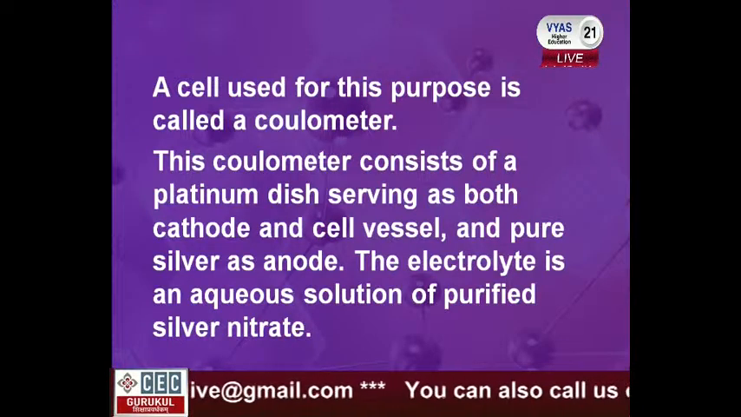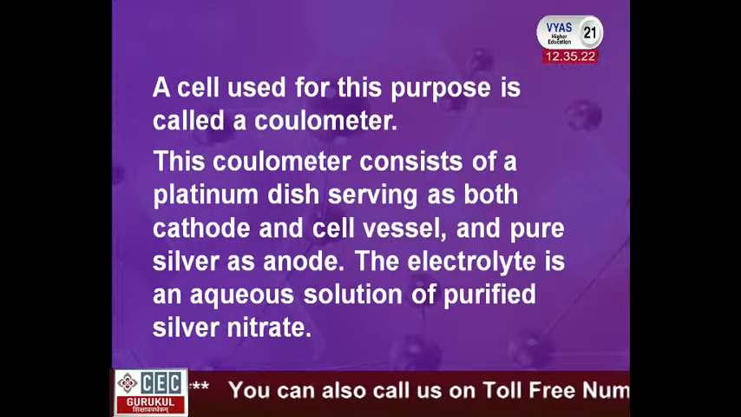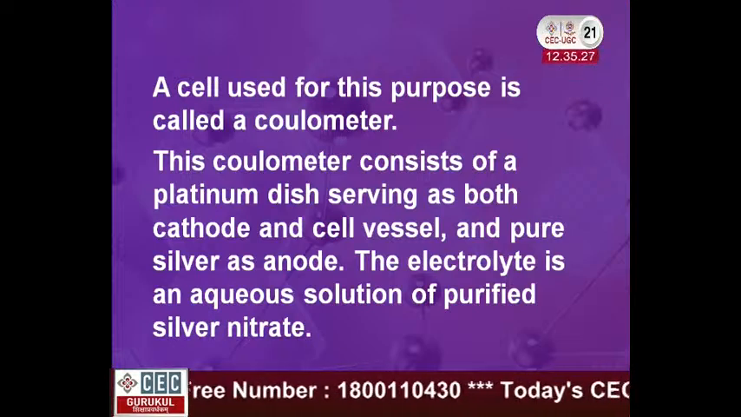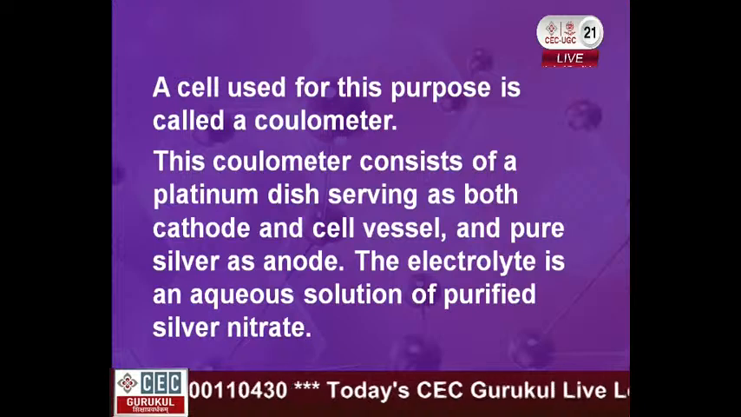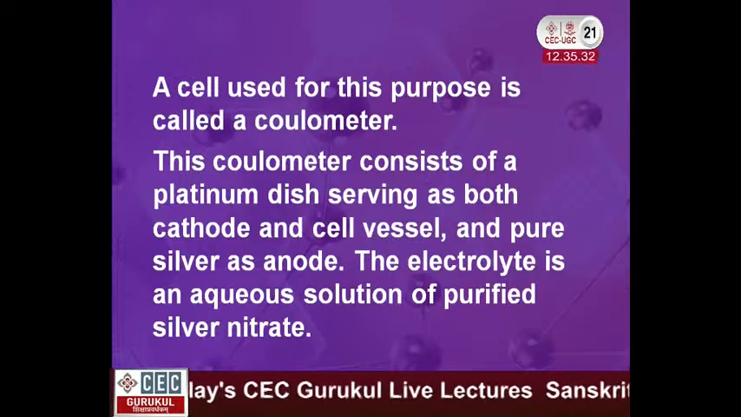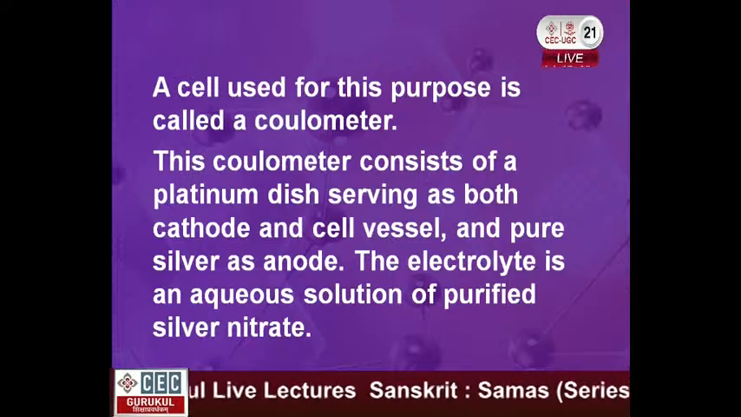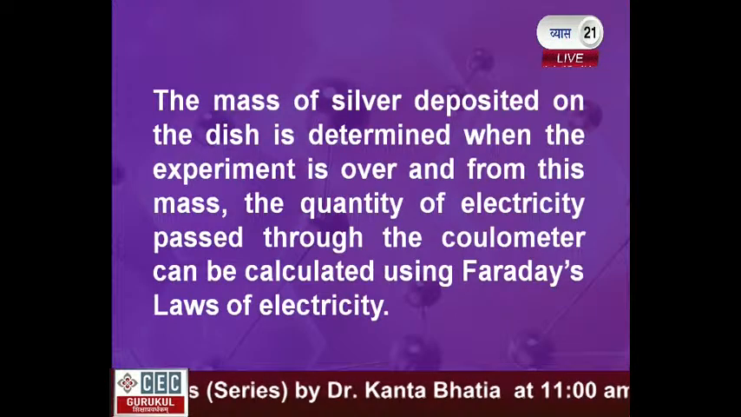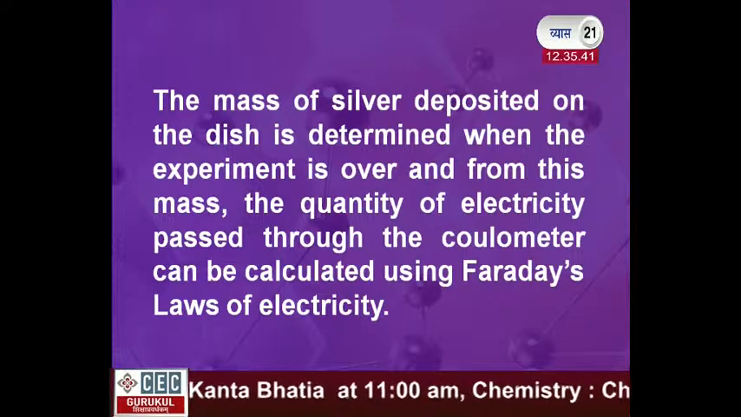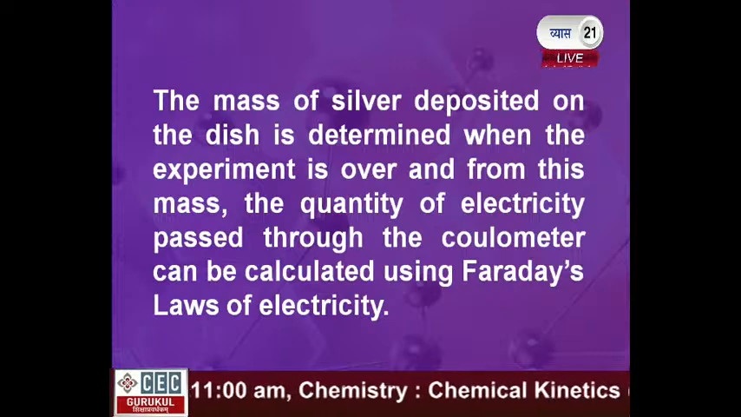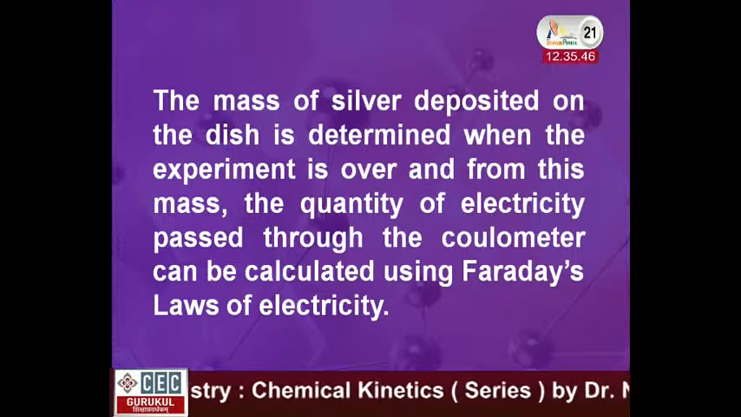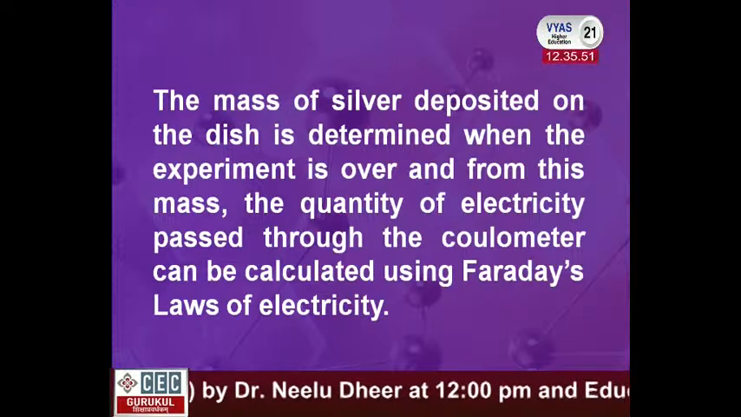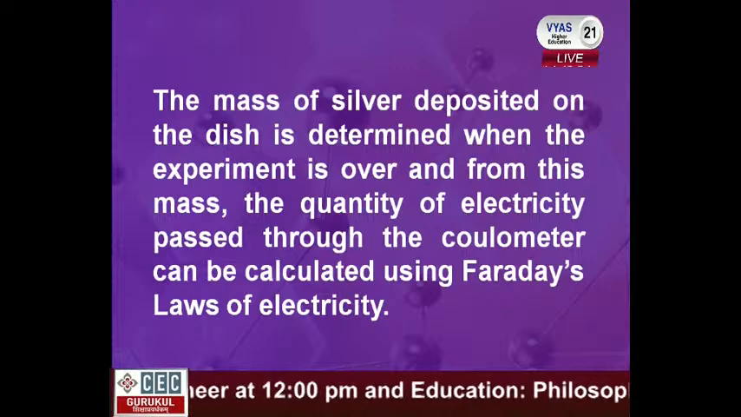This coulometer consists of a platinum dish serving as both cathode and the cell vessel, and pure silver as anode. The electrolyte is an aqueous solution of purified silver nitrate. The mass of silver deposited on the dish is determined when the experiment is over, and from this mass, the quantity of electricity passed through the coulometer can be calculated using Faraday's laws of electricity.